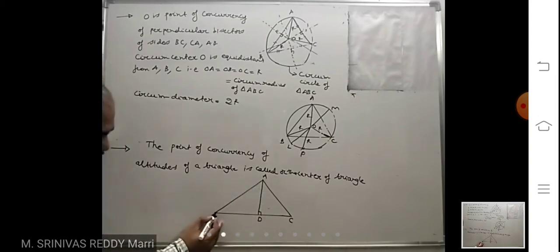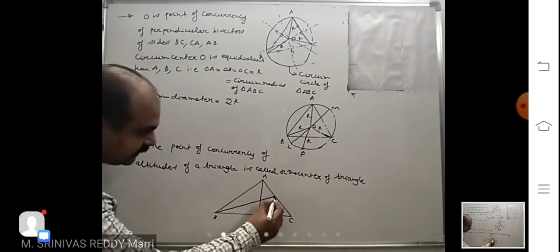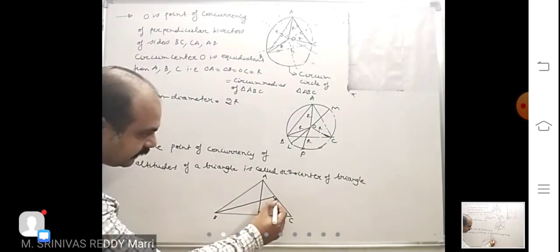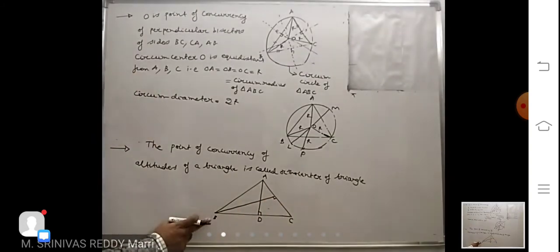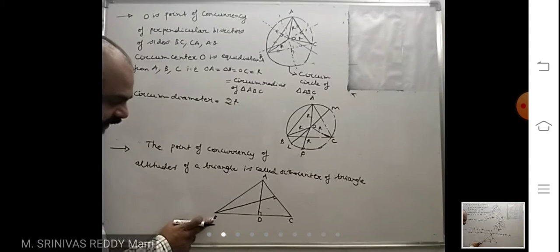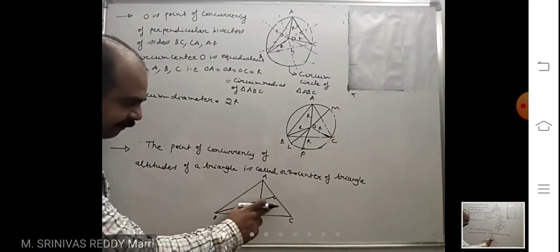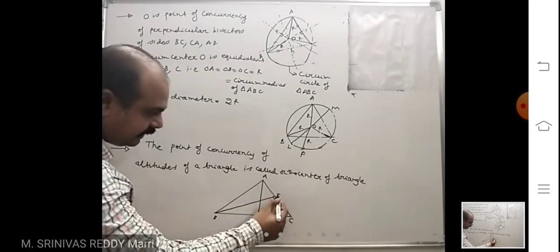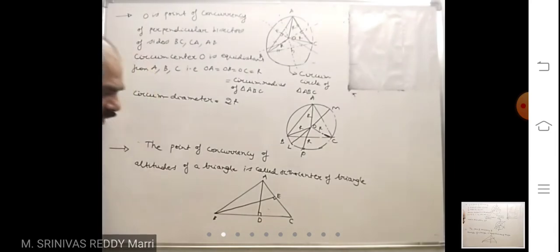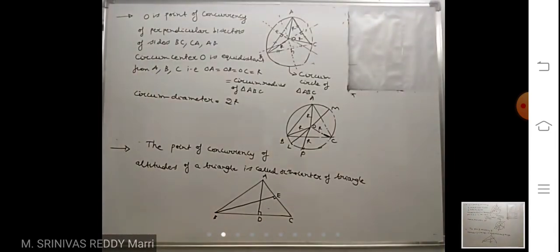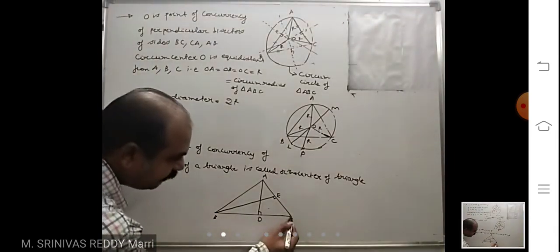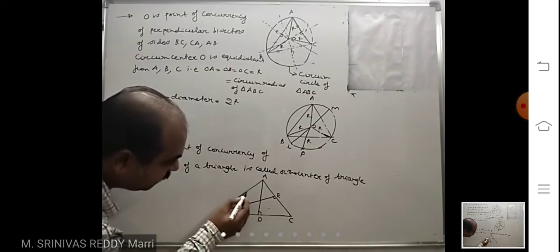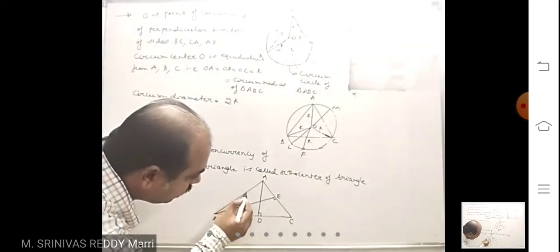Next is the altitude passing through B. From B, drop a perpendicular upon CA. This is called the altitude passing through B. Let us say this is point E. Next, the altitude passing through C means from C, drop a perpendicular upon AB.